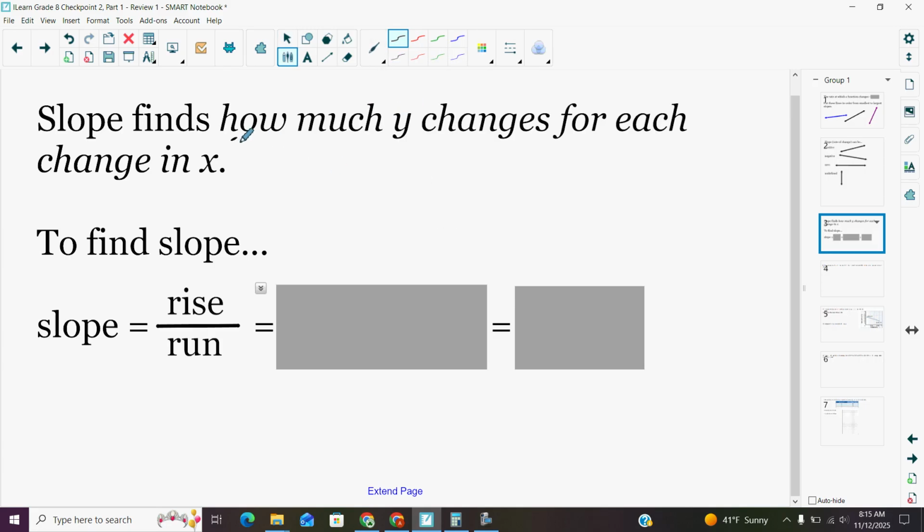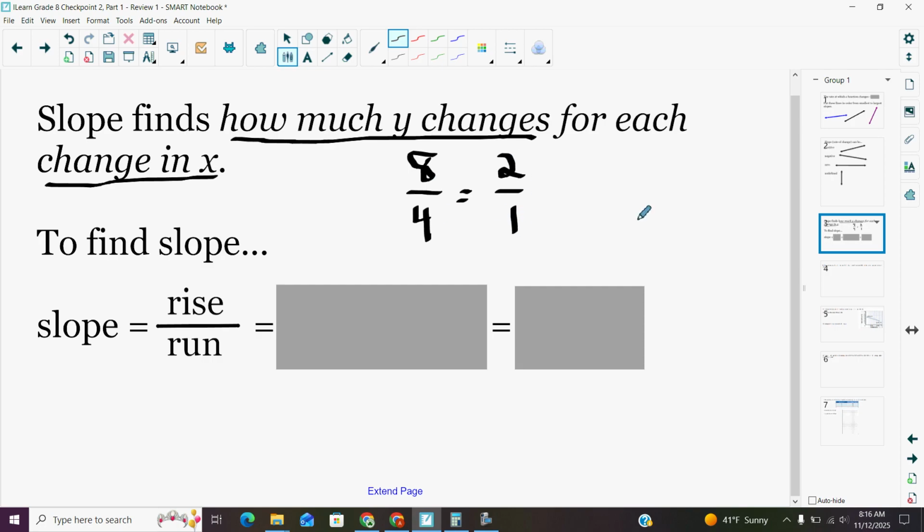How much the graph goes up, that's how much the y value changes overall. How much the graph goes side to side is how much the x value changes overall. And if we divide those things, so like maybe the y value changes by 8 and the x value changes by 4, what we're getting is a slope of 2 because that reduces to 2 over 1. So each time the x value changes by 1, the y value changes by 2. How much y changes each one change in x?